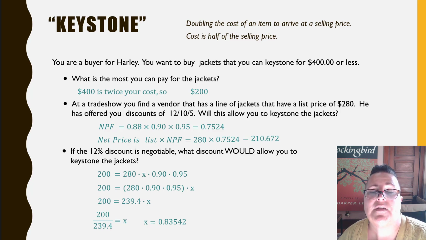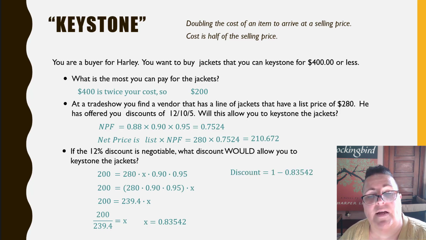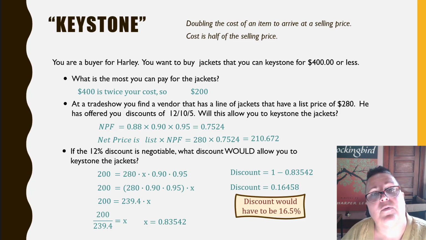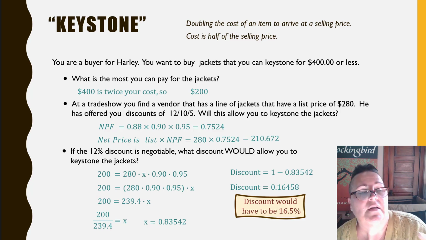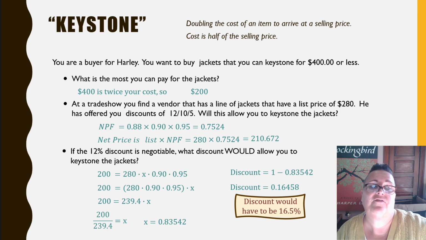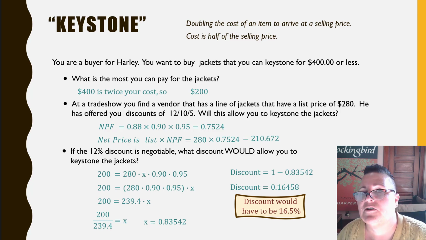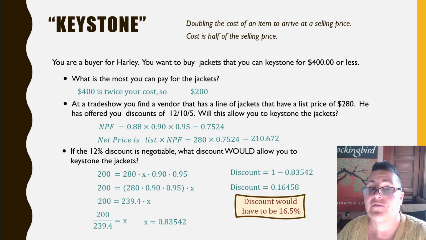So my discount has to be the complement, they have to add up to 100, of 0.83524. So 1 minus 0.83524, or 0.16458. Multiply by 100 to get the percent, and we get 16.5. So I know now that this particular vendor would have to be willing to give me a 16.5% discount at least. Could I negotiate with him and start at 18 and see if he'll go down, or even 20?